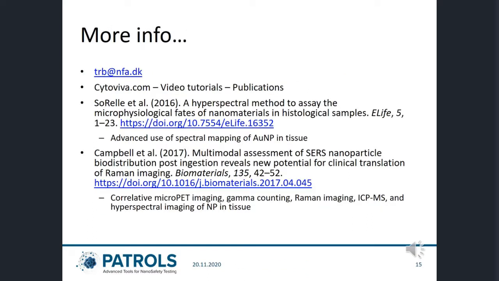And if you would like more information, you are welcome to write me an email. You can also go to CITUVIVA's homepage. They also have some video tutorials there. And I put 2 of my favorite publications on the technique, where they cover advanced use of spectral mapping and also correlate the technique to other types of assessments of biodistribution.